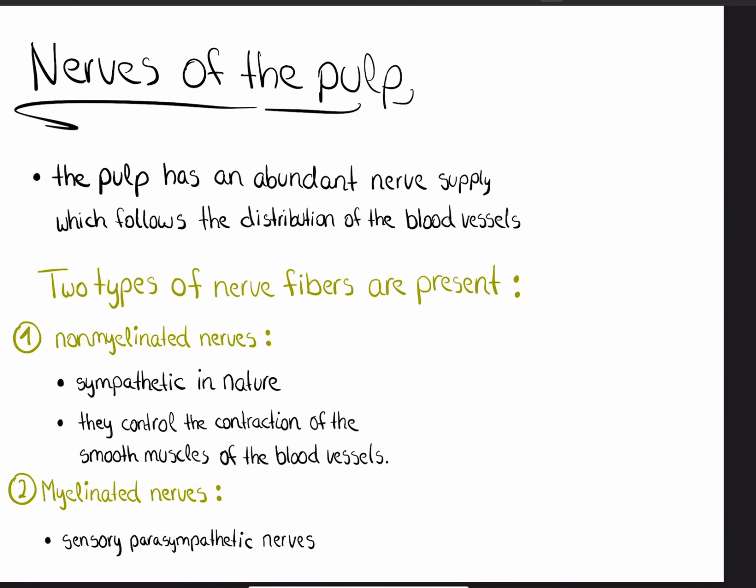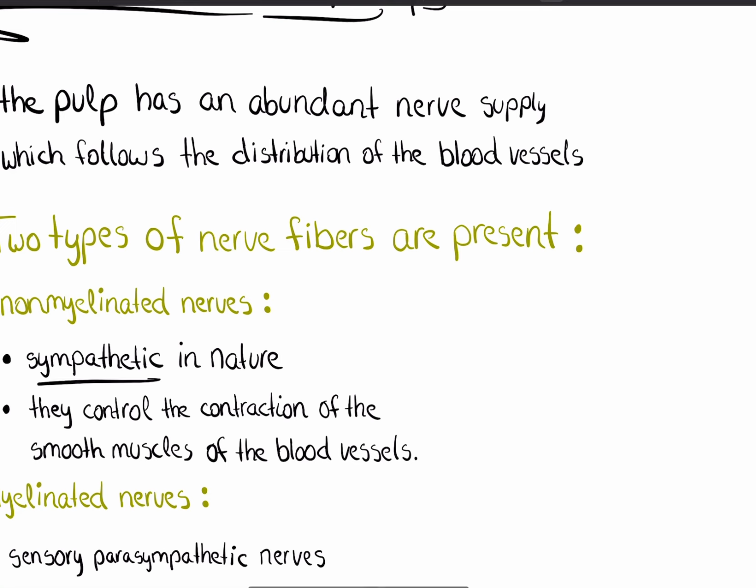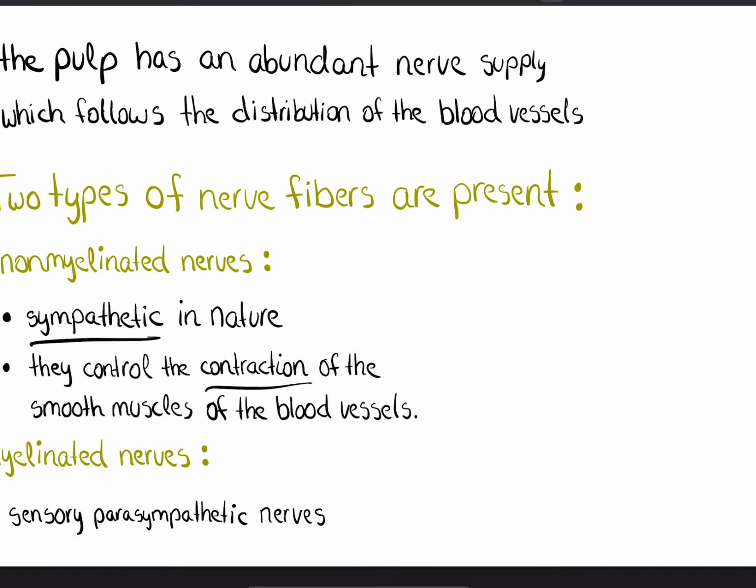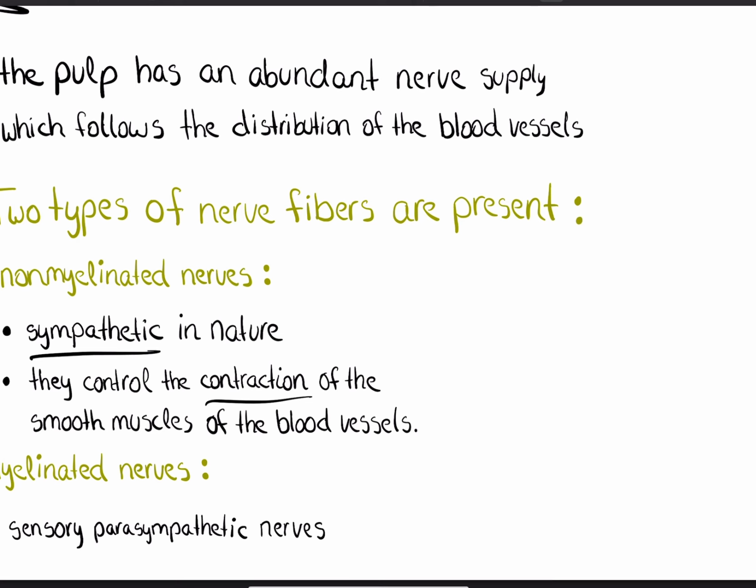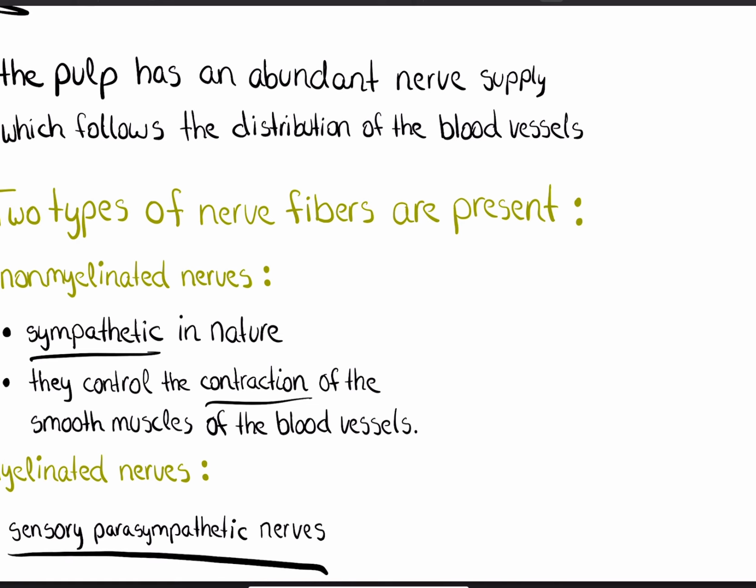Nerves of the pulp. The pulp has an abundant nerve supply which follows the distribution of the blood vessels. We have two types of nerve fibers, non-myelinated nerves and myelinated nerves. The non-myelinated nerves are sympathetic, and they control the contraction of the smooth muscles of the blood vessels. The myelinated nerves are sensory parasympathetic nerves.